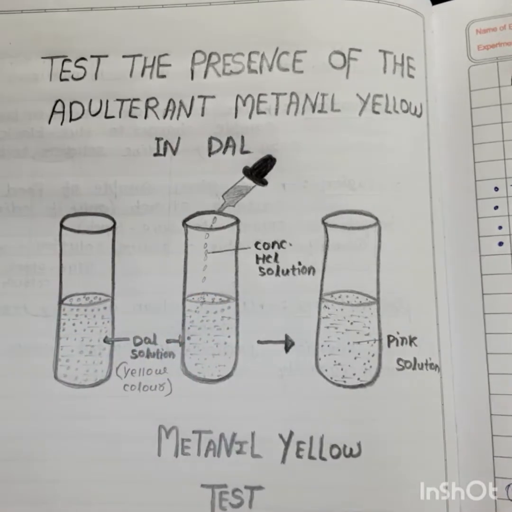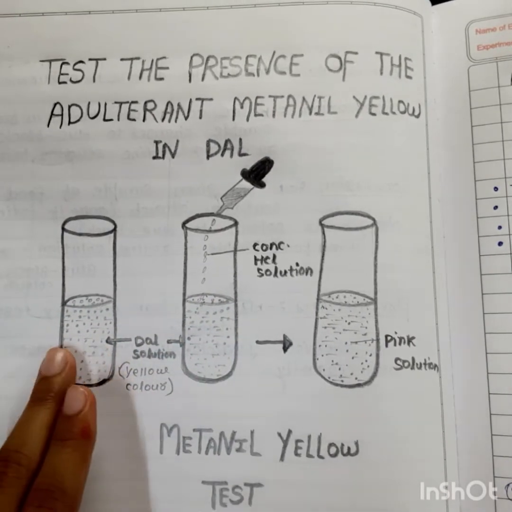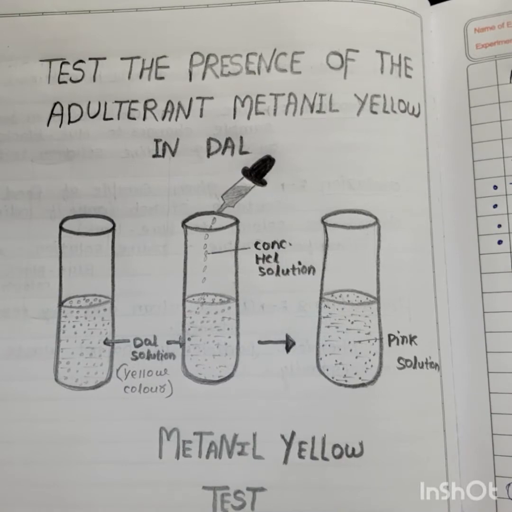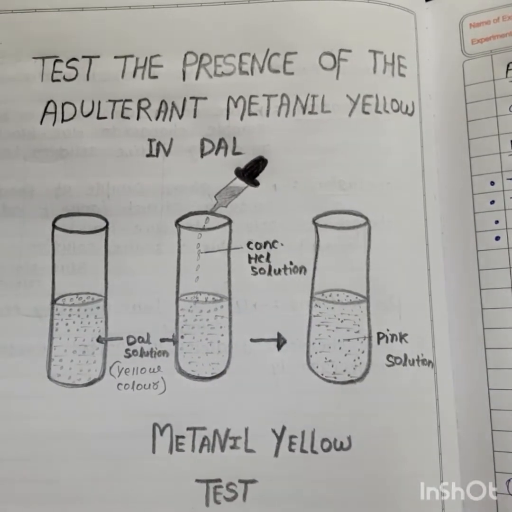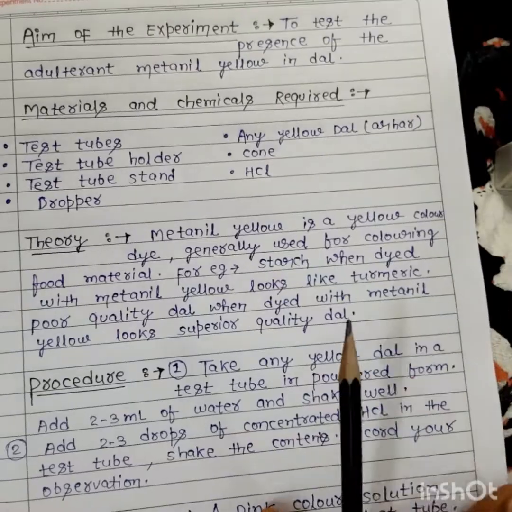Three beakers are kept here. Dal solution, meaning dal powder with some water, is kept. This is yellow in color. After we add concentrated HCl solution, what will happen? This will turn into a pink solution. If there are some impurities in that, this will turn pink.